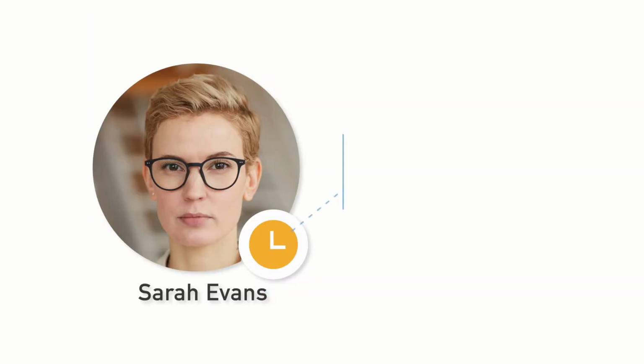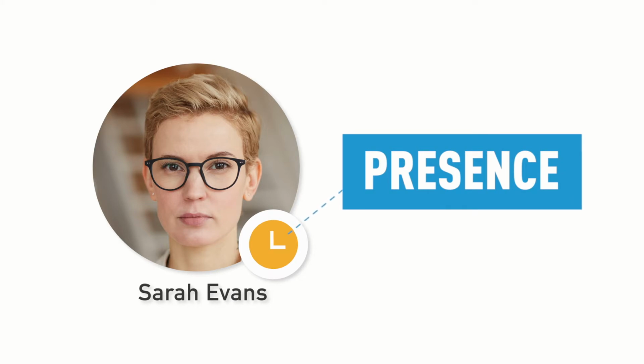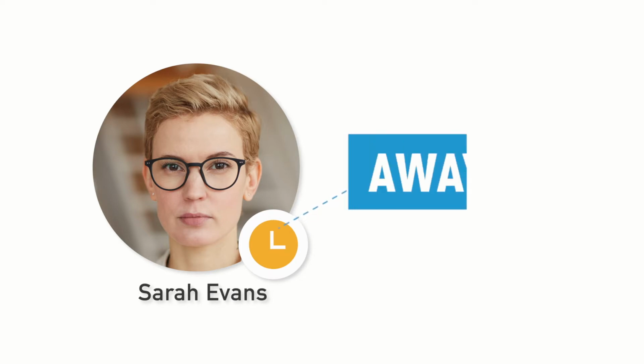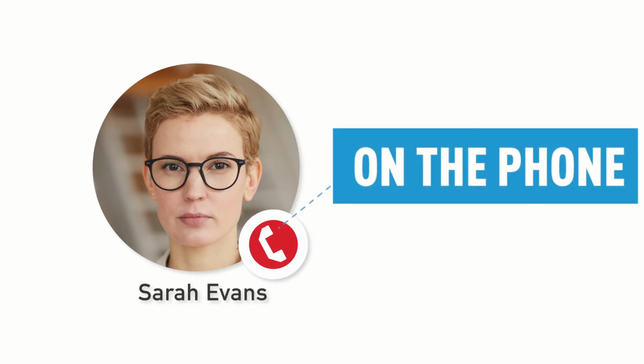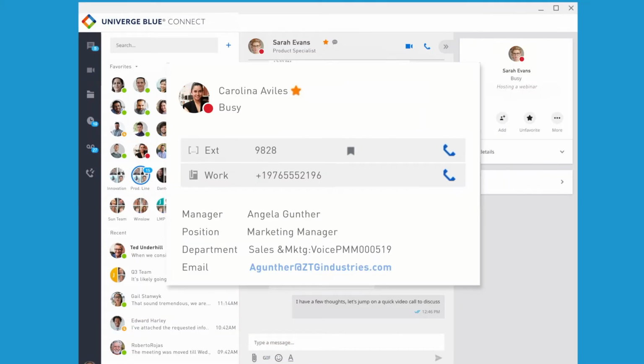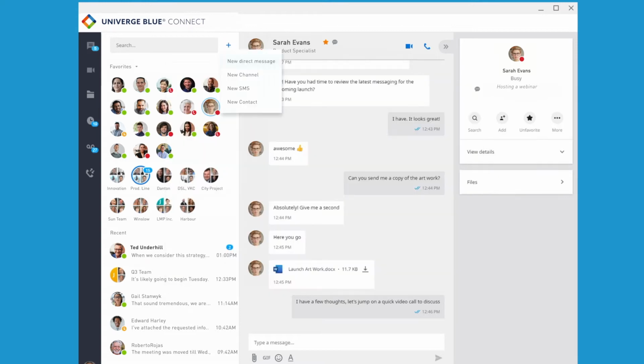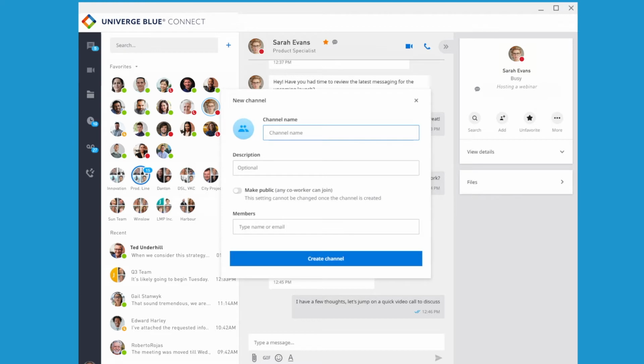For each user, we include presence, which displays at a glance whether another user is away, on the phone, or hosting a meeting. The system also includes detailed information about each user. Within the list, we have one-on-one chats, as well as the ability to create private and public channels or group chats, which allow users to collaborate with multiple individuals simultaneously in a dedicated workspace.